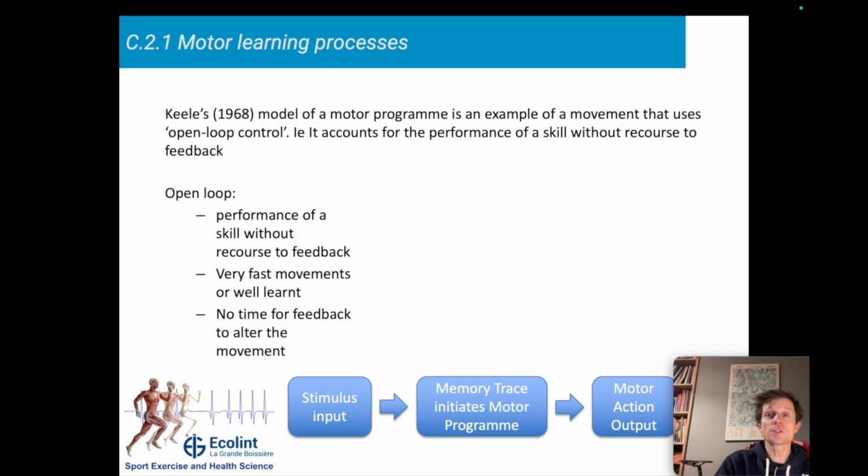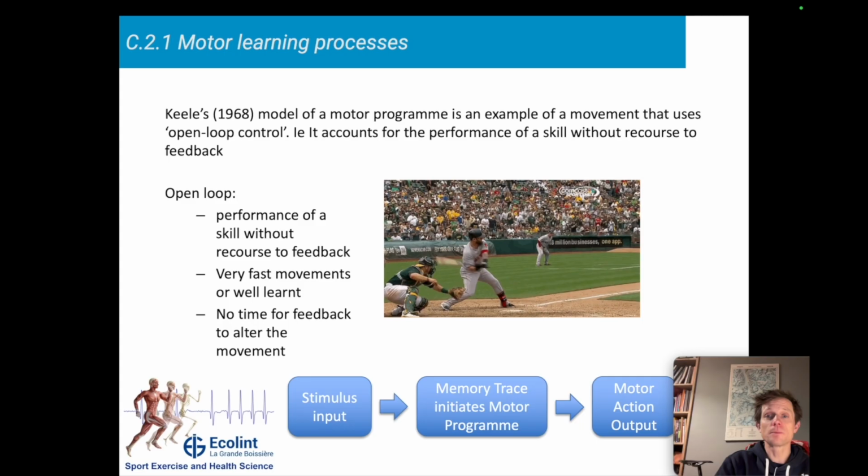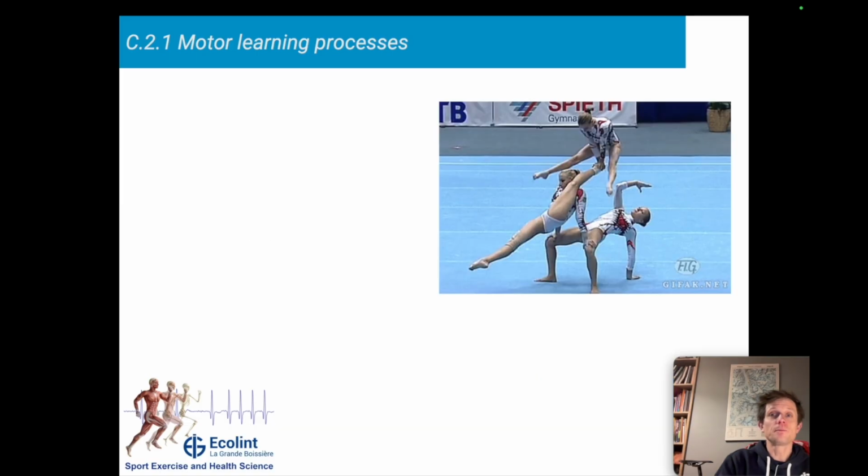An example of this might be swinging a baseball bat. Once the player has committed to the swing, there's no possibility to check that swing once it's gone beyond a critical moment. The idea is that once that motor program has been initiated, it cannot be recalled or changed because there isn't enough time for feedback to take place. In reality, this is quite a simplistic idea, the idea that feedback isn't possible to change a motor program.